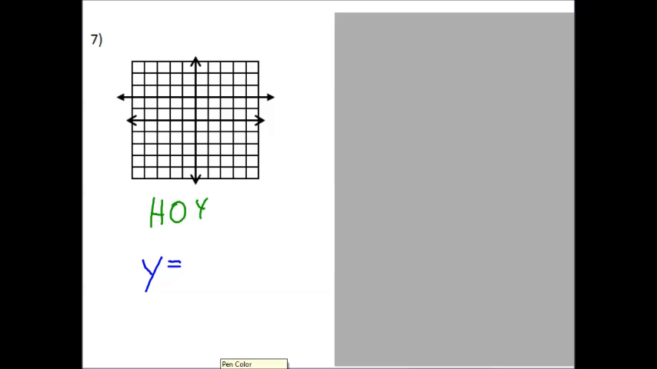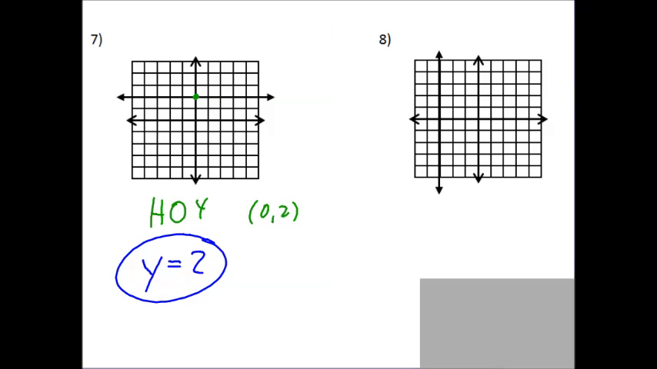I've used green so far for a y-intercept, so I'm going to keep doing that. Here is our y-intercept, and that number happens to be +2. So the y-intercept is (0, 2), and our equation is y is equal to 2. See, that's how quickly it can be done, remembering HOY for horizontal lines. And you guys knew it.